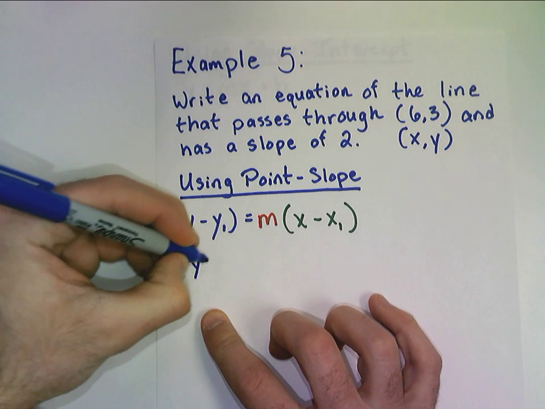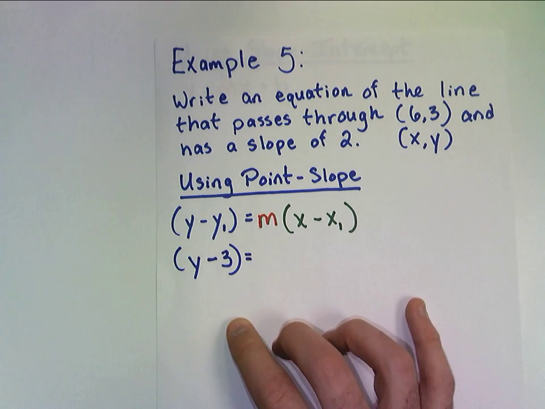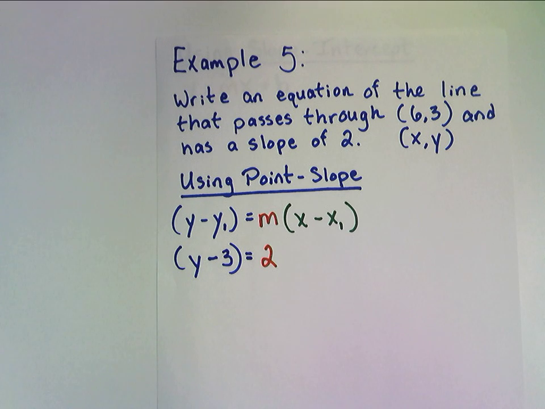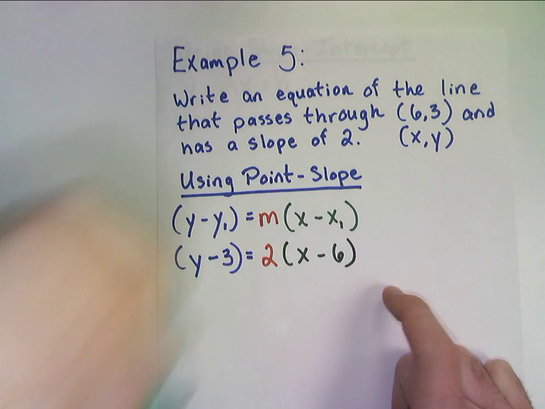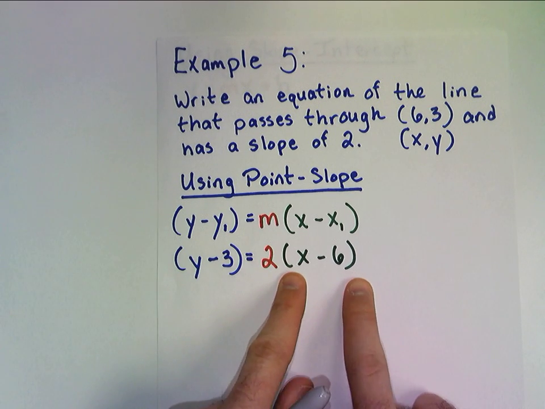So y minus 3 equals, slope is 2, so we're replacing these. We're substituting in would be the correct mathematical language to use. Times x minus 6. A couple of things are going to come back into play here. One will be solving equations for a variable. In this case, we'll be solving for y because slope-intercept form is y equals. And we'll need to use the distributive property here as well in order to take care of this 2 times the quantity x minus 6.